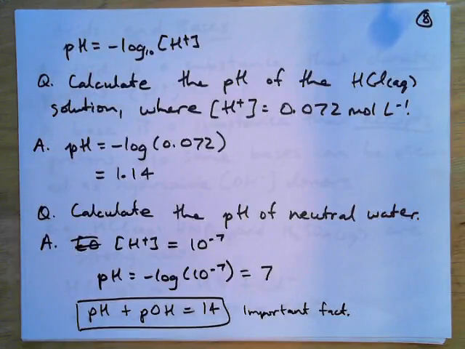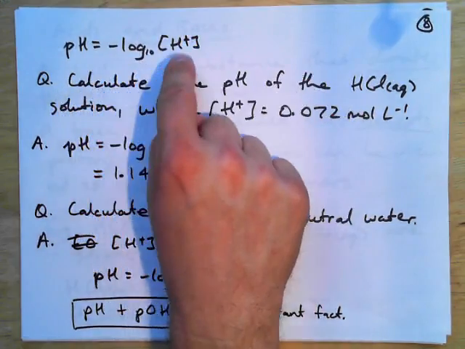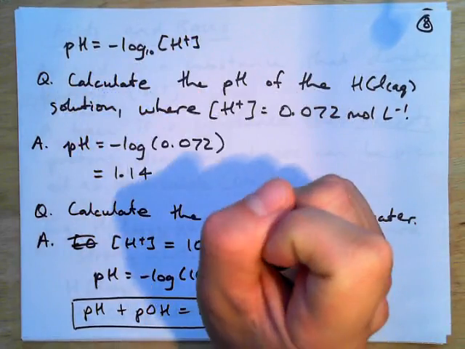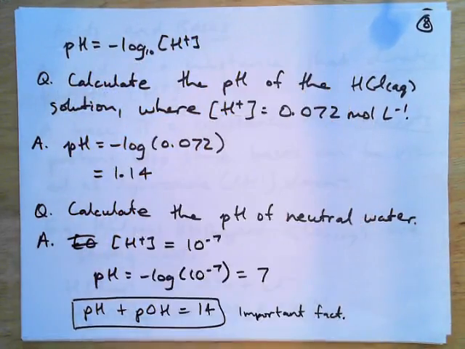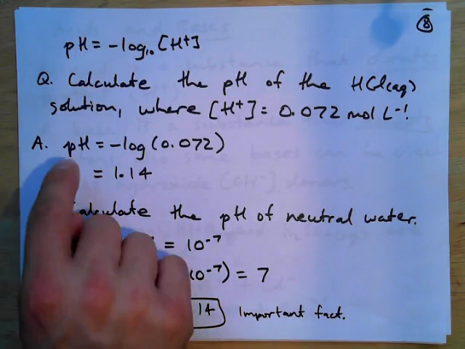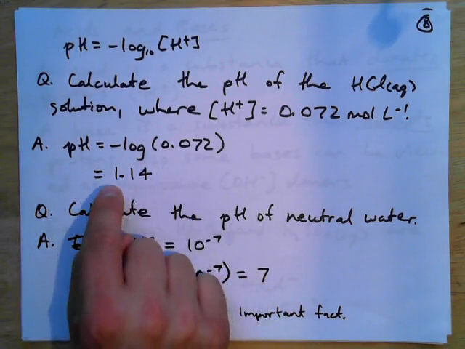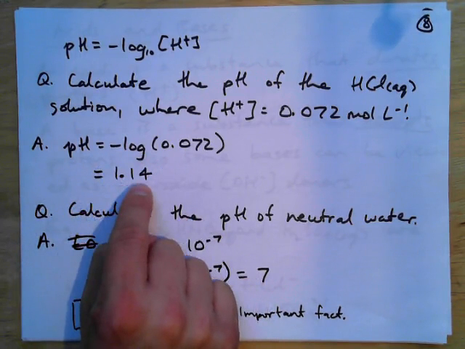Now pH. You've probably all heard of pH, but what does it mean? pH is actually the negative log of H plus concentration. So the best way to see this is to do an example. Calculate the pH of the HCl aqueous solution where H plus is 0.072 moles per litre. Okay, so here I do the pH equals negative log of this concentration of H plus, and when I do that in the calculator, I get 1.14.